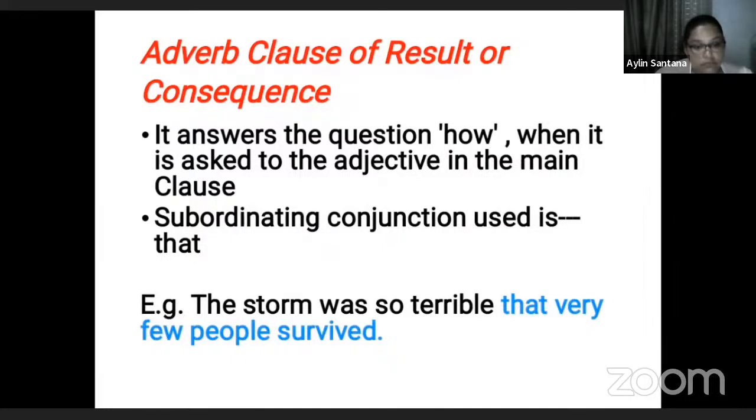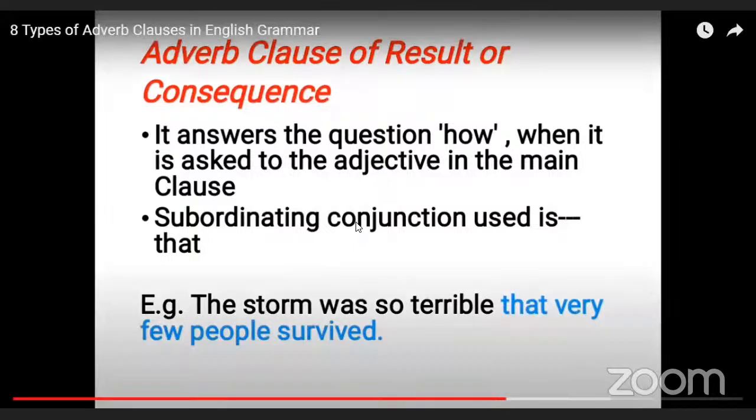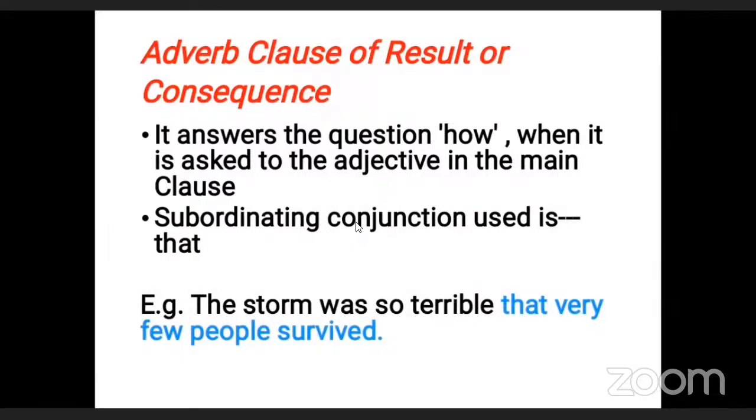So you need to ask a question with "how" to that adjective. The storm was so terrible that very few people survived. "The storm was so terrible" is the main clause, and "that very few people survived" is the subordinate clause. As I said earlier, you need to ask a question to the main clause adjective with "how". Here the adjective is "terrible", which modifies the noun storm. So you need to ask a question with "how" to "terrible".